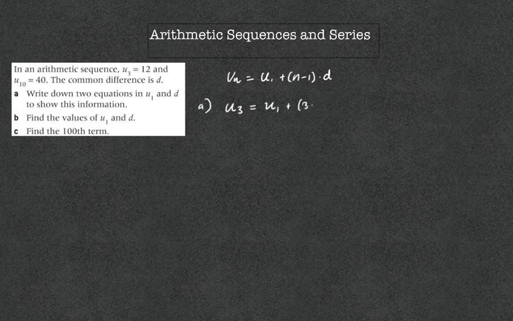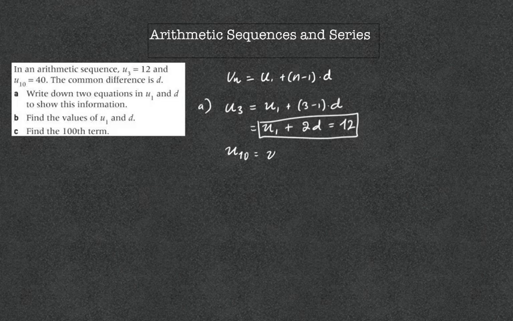plus 3 minus 1 times the common difference. And if we substitute the values that we have, so U1 plus 2D equals 12, we get the first equation. Now the second equation is going to come from U10. U10 is going to be U1 plus 10 minus 1 times D, and this is going to be equal to 40. So the second equation is U1 plus 9D equals 40.